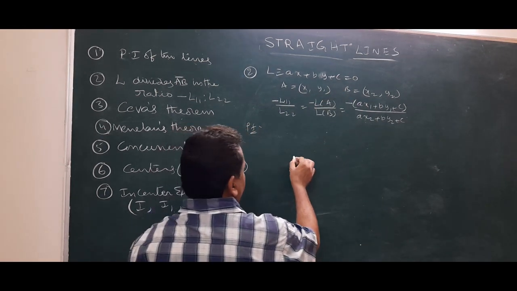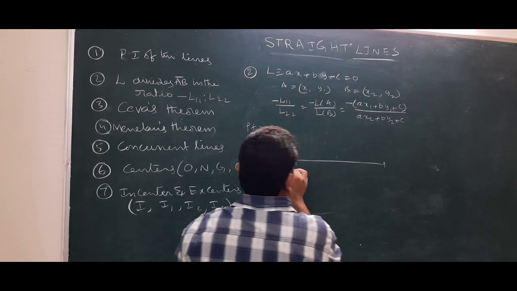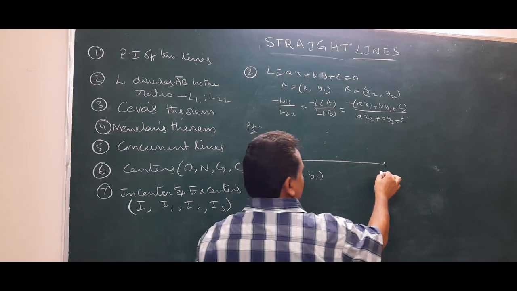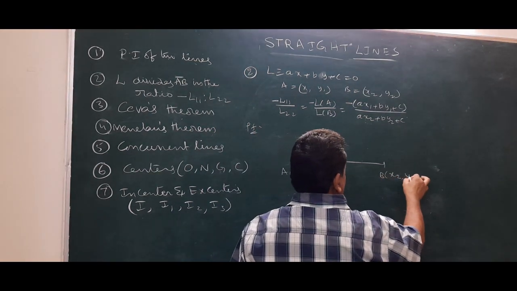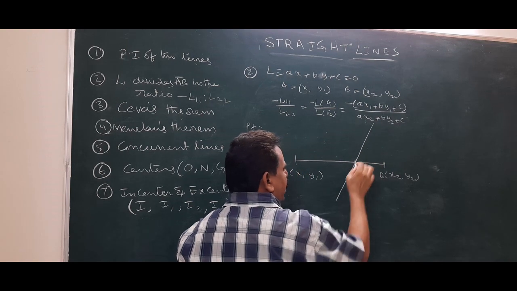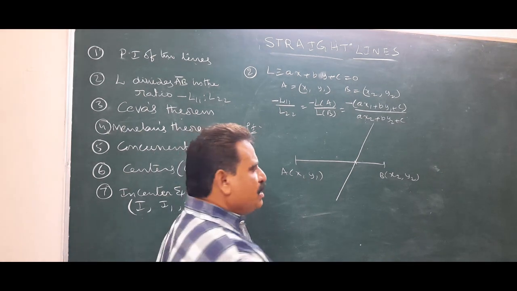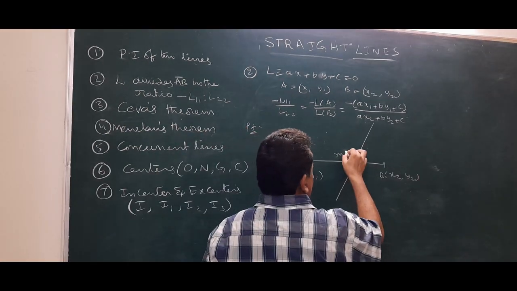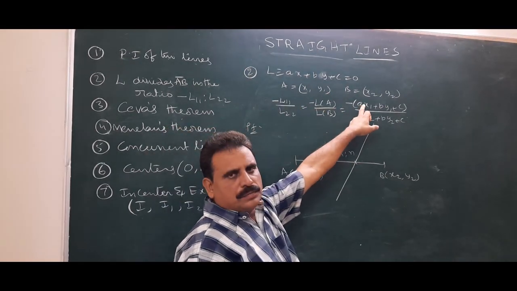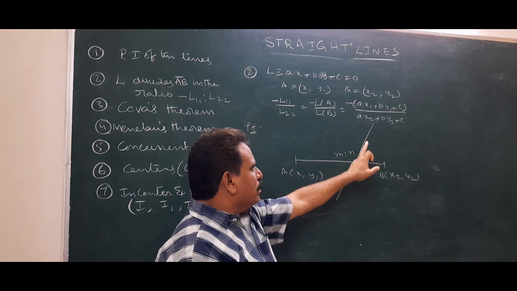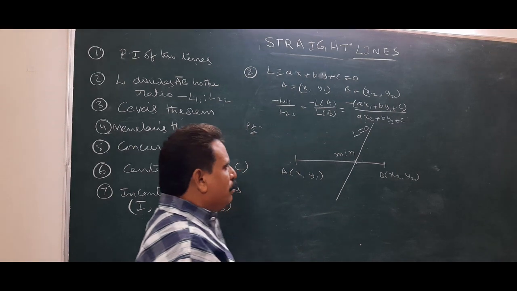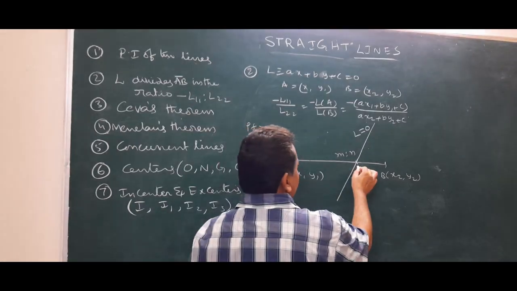Come to the proof. A(x1, y1), B(x2, y2). These two points. The line L cuts the line joining the points A and B in the ratio m is to n. We have to show that m by n equal to this. The line L divides the join of A and B in the ratio m is to n. By the section formula, you can find the coordinates of P.